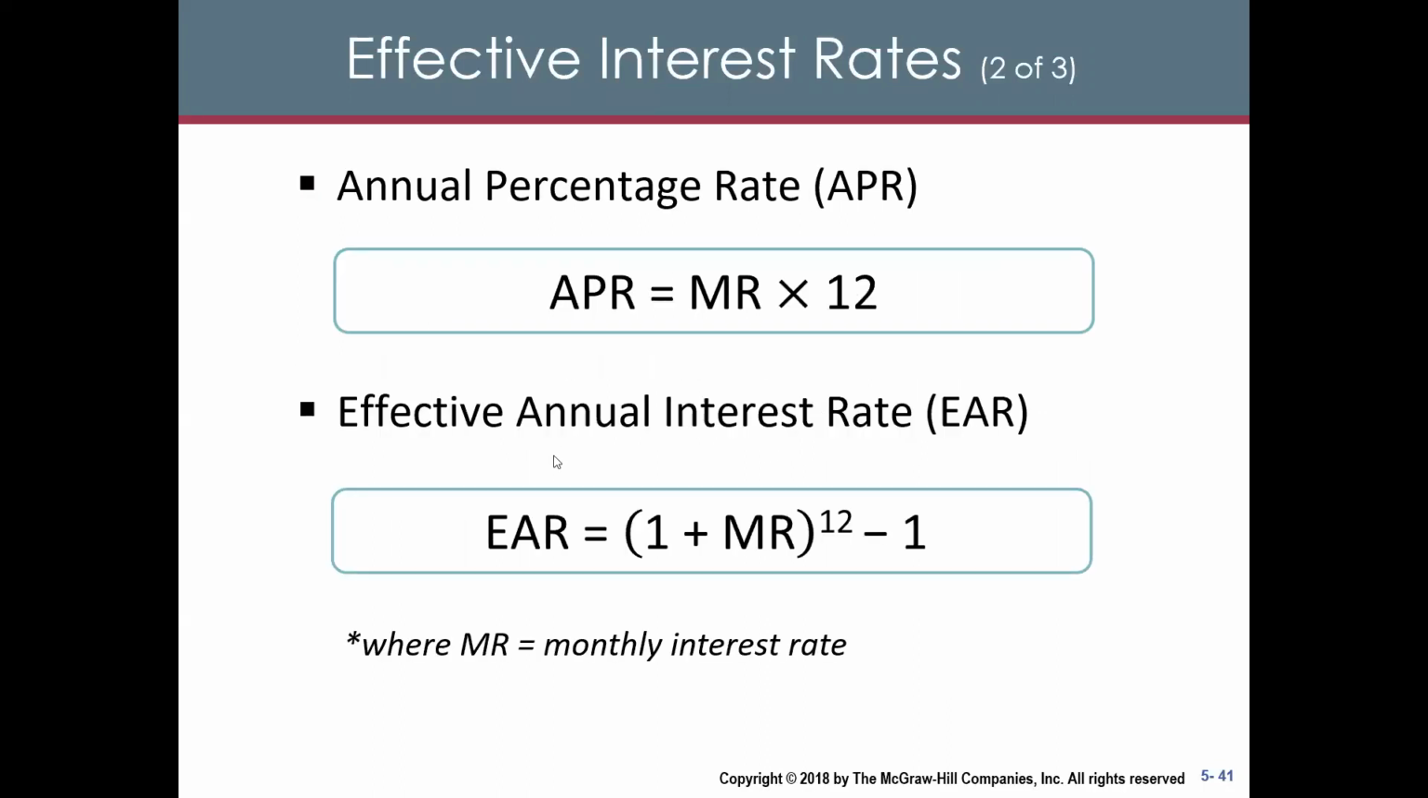Let's get into formulas. Suppose the monthly rate, we call it MR, is 1%. Then the APR, the annual percentage rate, is just the MR times 12. So APR equals MR times 12. That's easy. And the effective annual interest rate, which is a compounding interest rate, we use 1 plus MR to the 12th minus 1. So that's the formula for the effective annual interest rate.